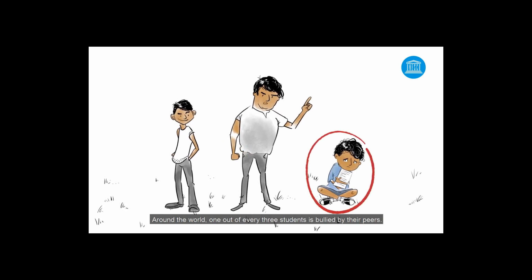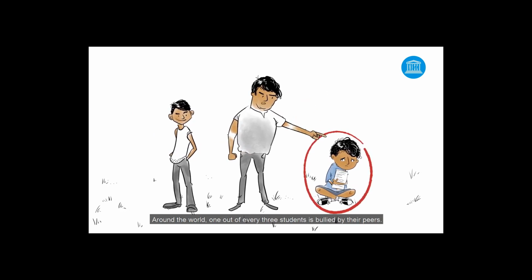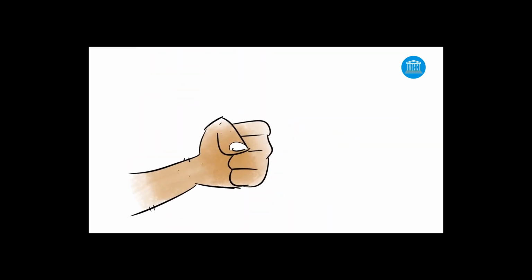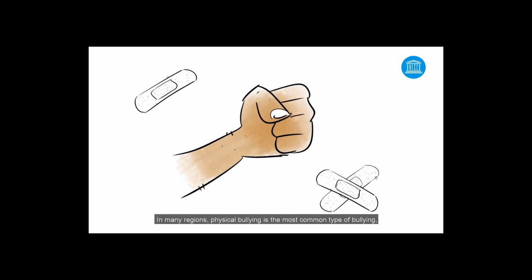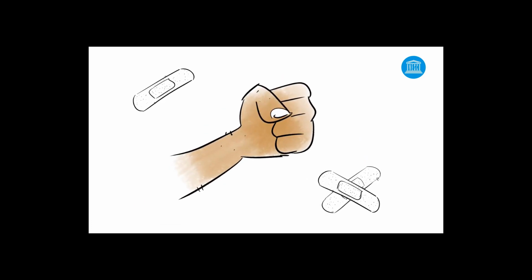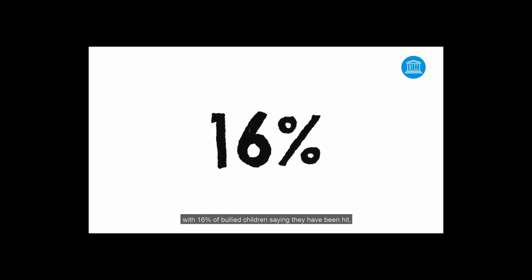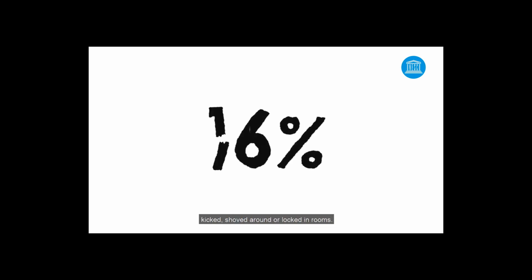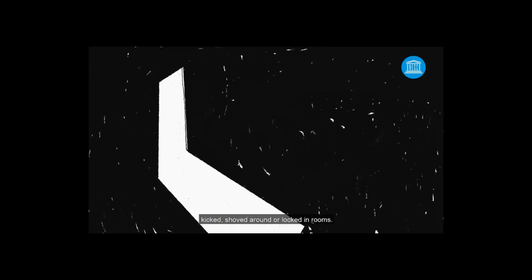Around the world, 1 out of every 3 students is bullied by their peers. In many regions, physical bullying is the most common type of bullying, with 16% of bullied children saying they have been hit, kicked, shoved around, or locked in rooms.